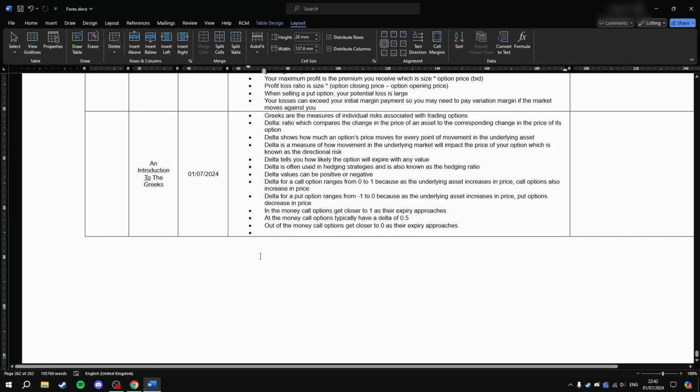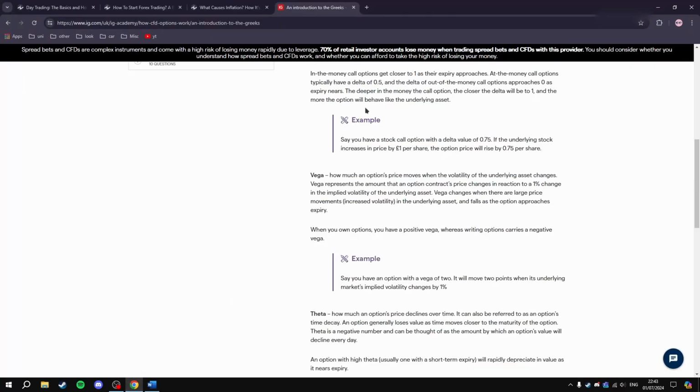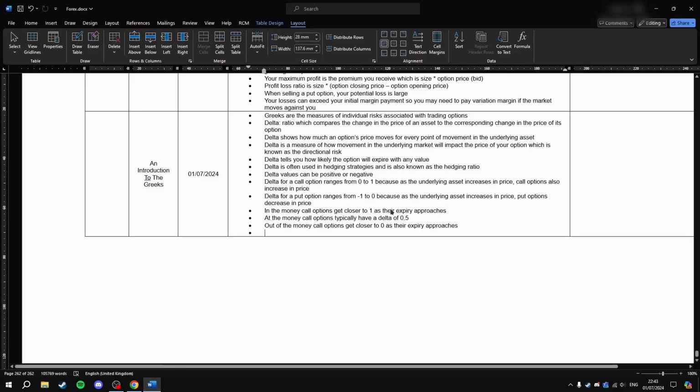So in the money call options get closer to 1 as their expiry approaches, so the call option is more likely to mirror the underlying asset's increase in price. At the money call options will have a delta of 0.5, so they're not yet making a profit, so it's a bit unsure, so they're in the middle of 0 to 1.